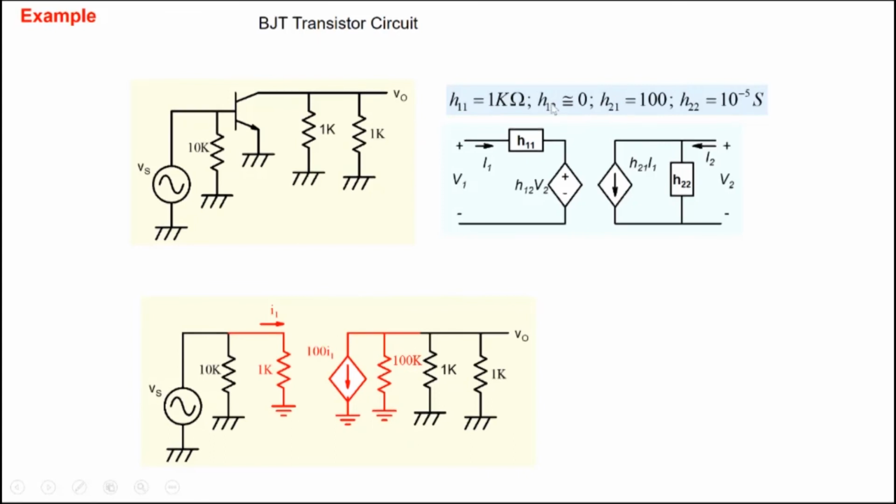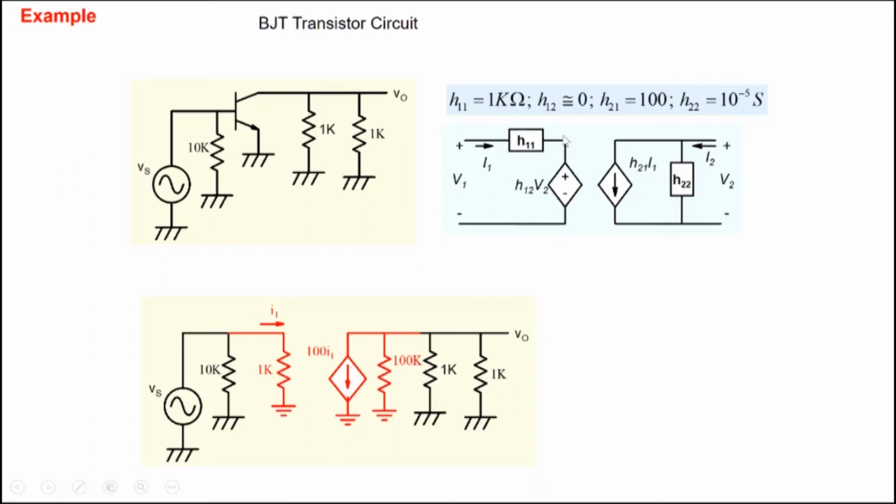So it's not a reciprocal network. H12 is not the same as H21. In fact, we call it a unilateral network here. The input affects the output, but the output doesn't affect the input. Note that on the input side, because H12 is 0, there's no effect of the output on the input side of the circuit here.